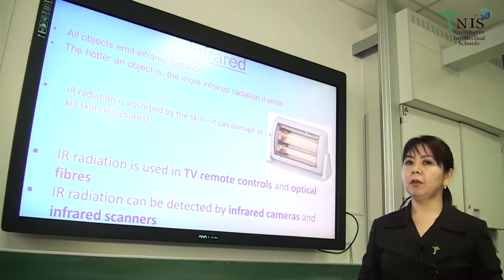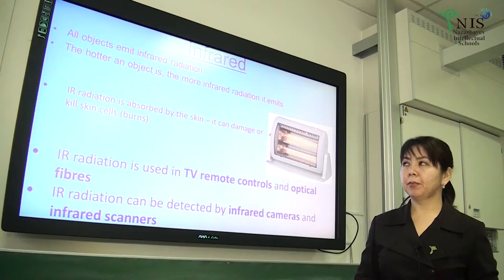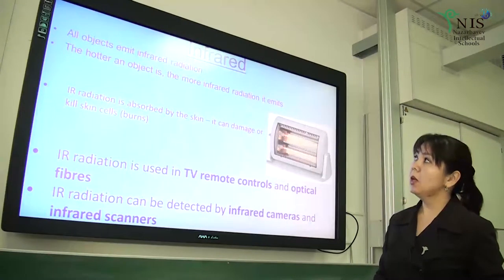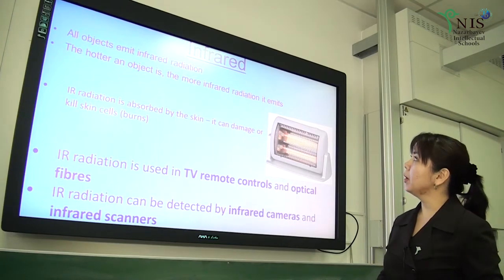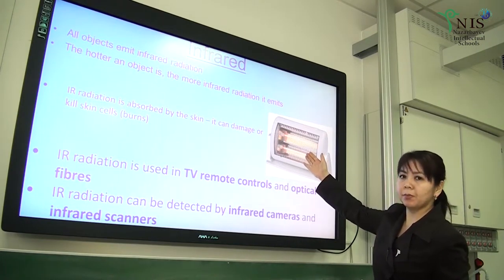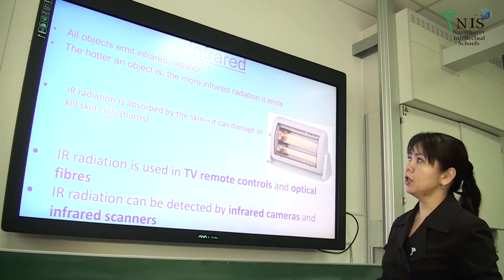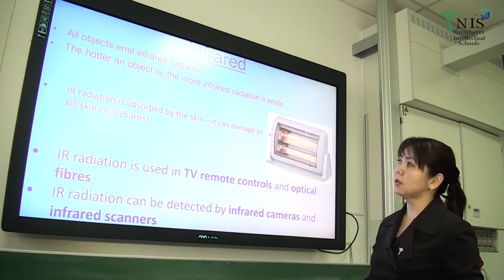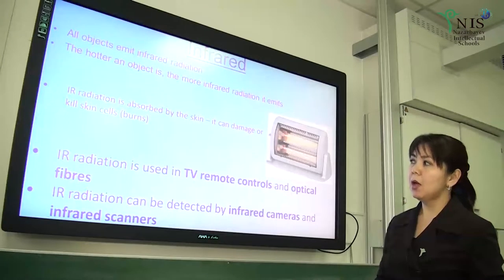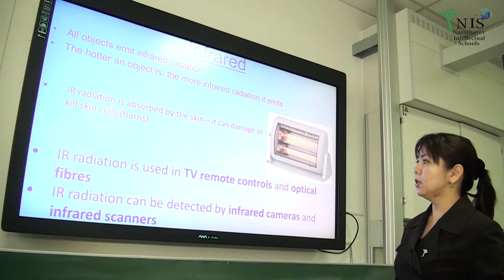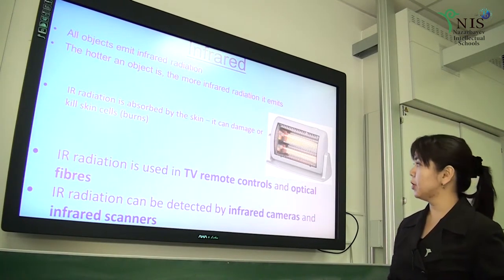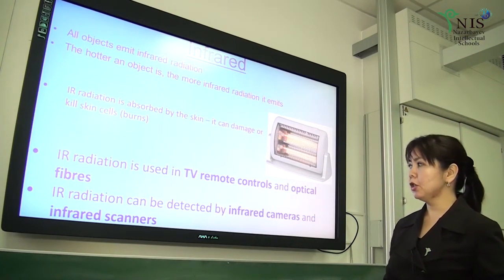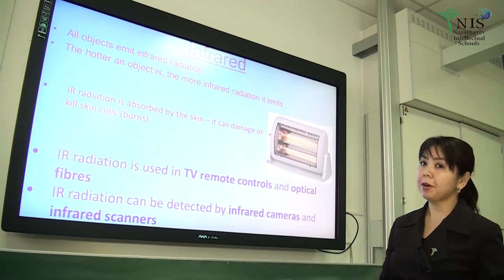Next, electromagnetic waves, infrared. All objects emit infrared radiation. The hotter an object, the more infrared radiation it emits. Infrared radiation is absorbed by the skin, and it can damage or kill skin cells. Infrared radiation is also used in TV remote controls and optical fibers. Infrared radiation can be detected by infrared cameras.